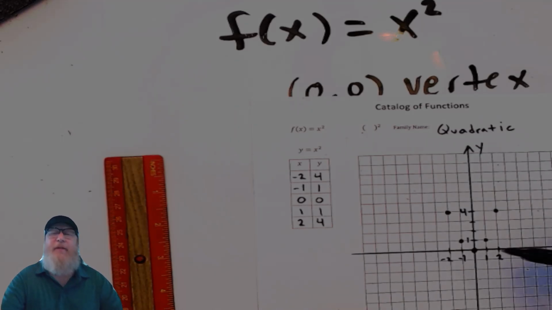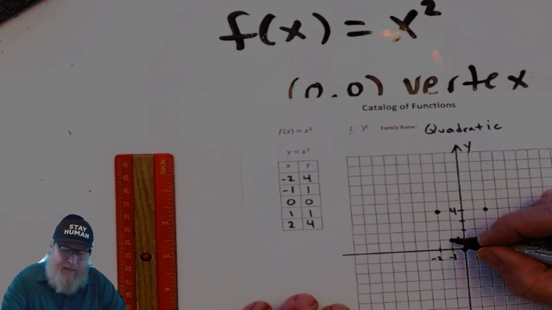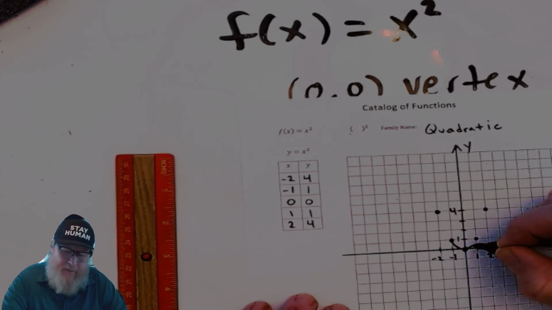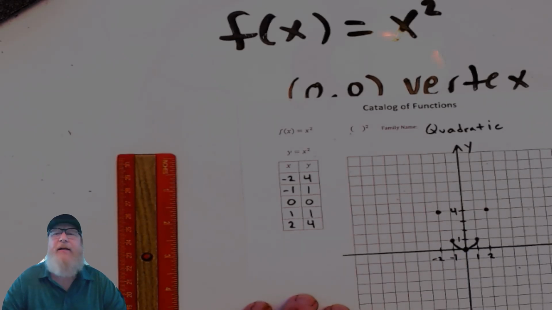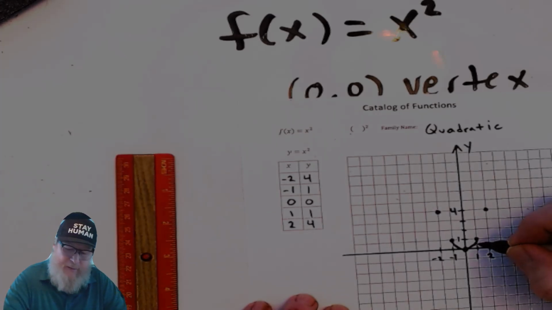Now I'm going to draw this by making a U shape down here at the vertex. I want it to look curved.